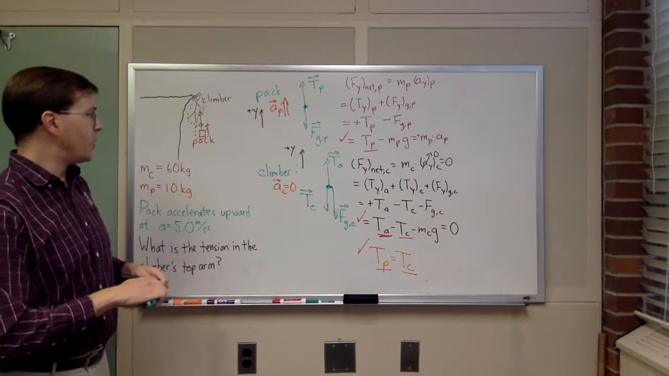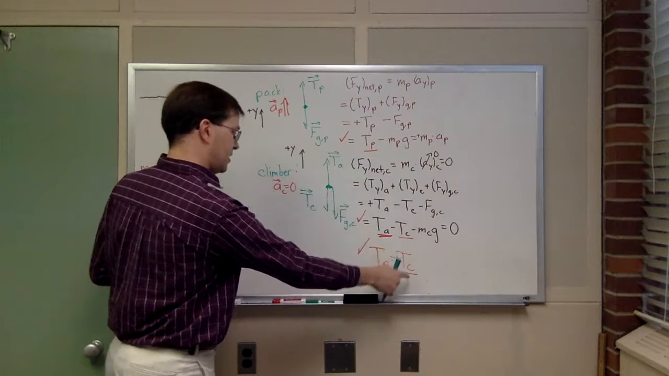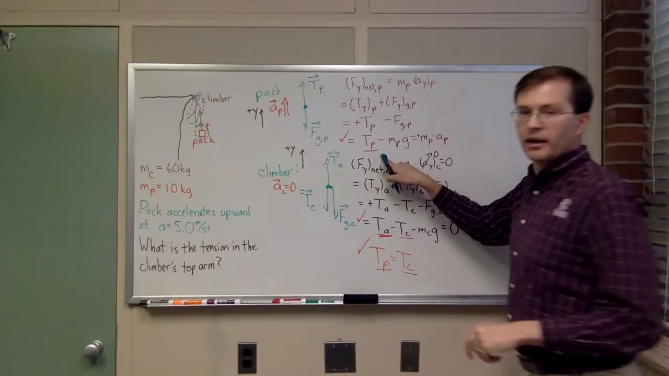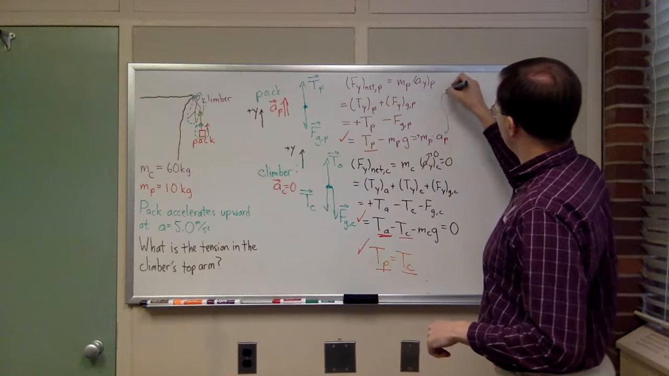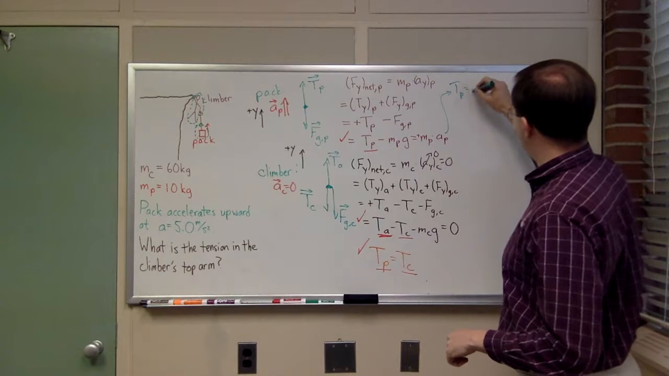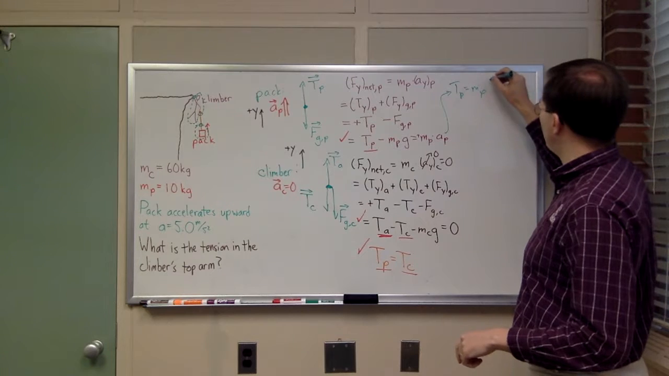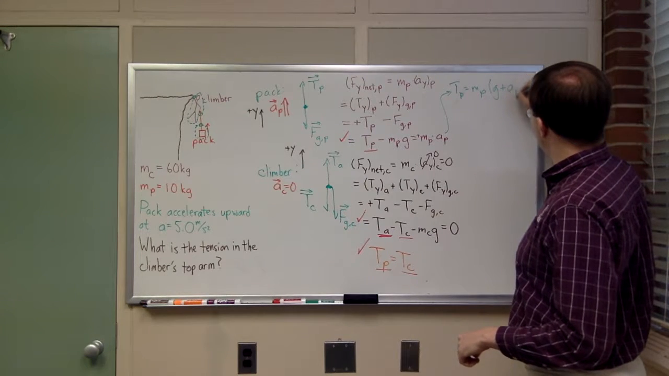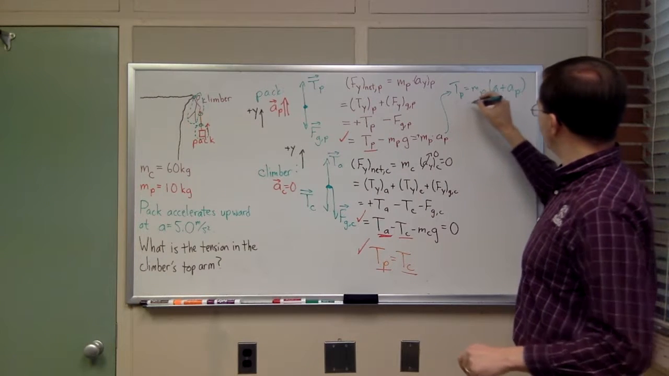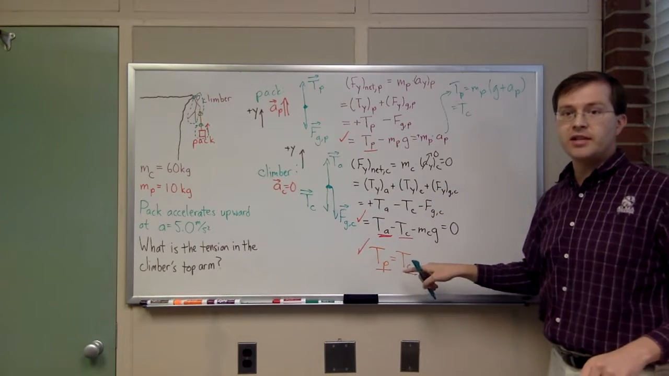What will I do? My ultimate unknown is the tension in the arm. My plan is to start here with T-pack. I'll say that T-pack is equal to mass of the pack times g plus mass of the pack times acceleration. I'm going to combine those: m pack times g plus a pack. Cool, I've got that. And this is equal to tension C because of this equation for the tensions.